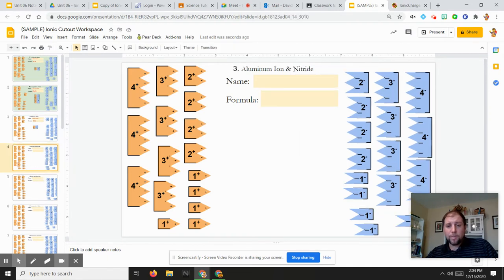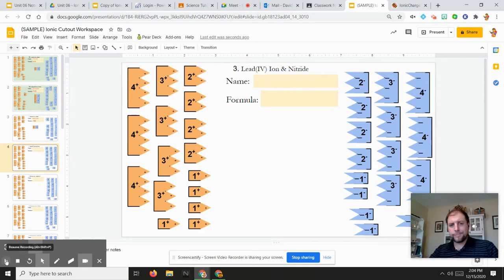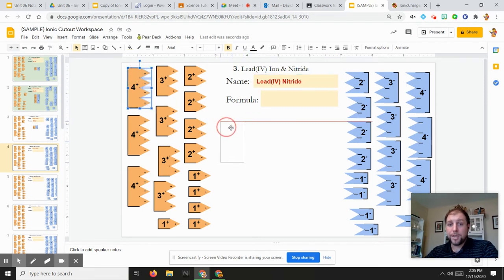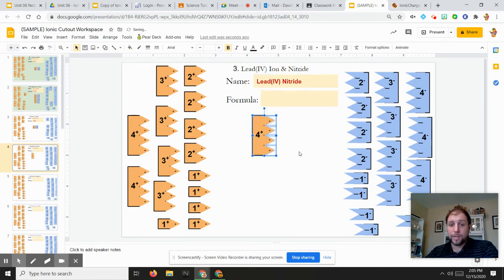Okay, so aluminum ion and nitride. I'm not going to do that one. I'm going to do lead 4 and nitride. So the name of this thing is lead, Roman numeral 4. The Roman numerals come along for the ride. Lead 4 nitride. Now, what is the formula for lead 4 nitride? Well, lead 4 has, by definition, a +4 charge. So I'm going to grab one of these guys, a +4.